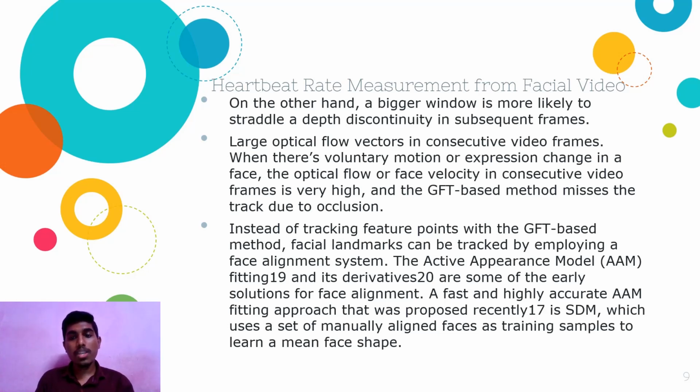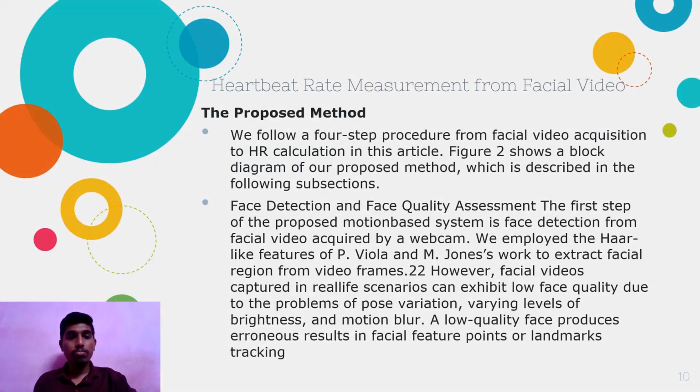The active appearance model (AAM) fitting [19] and its derivatives [20] are some of the early solutions for face alignment. A fast and highly accurate AAM fitting approach was proposed recently in SDM, which uses a set of manually aligned faces as training samples to learn a mean face shape.